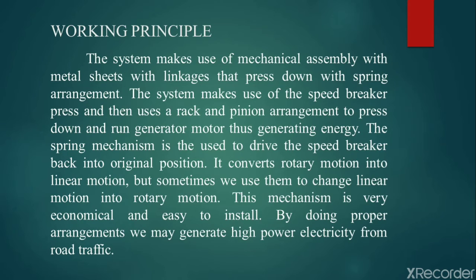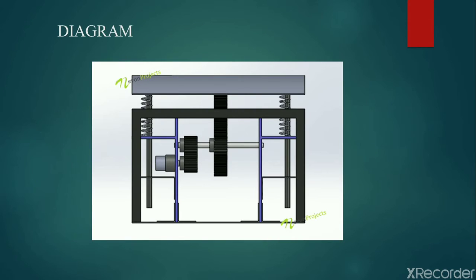Now the working principle, and I am going to explain it using this diagram. This is the smart speed breaker. Both ends of the smart speed breaker are connected by springs, and the middle portion is fixed with a rack, and the pinion is meshed with the rack. The pinion is connected on one shaft, and at the left end of the shaft the idle gear is fixed, and the generator gear is meshed with the idle gear.